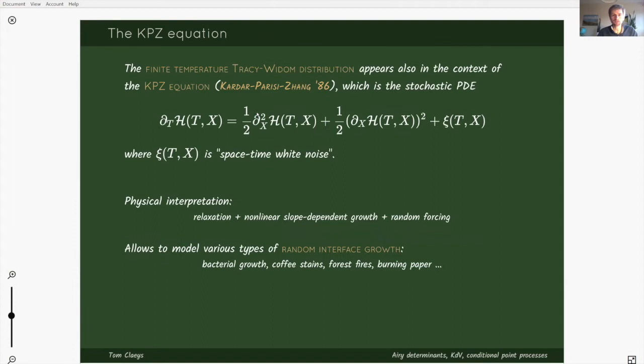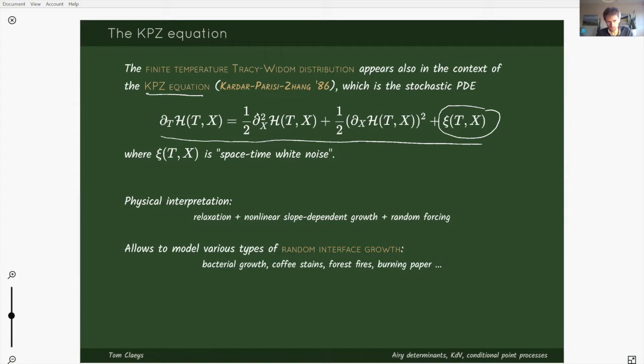Okay, so now there's another context where this finite temperature Tracy-Widom distribution appears, namely in the context of the KPZ equation. KPZ stands for Kardar-Parisi-Zhang, and it's a stochastic PDE, which you see here. It's not so important to understand exactly what it means. This psi here is a random term called space-time white noise, and so it's not obvious at all what it means to be a solution to this equation. There's a whole theory behind this. I will not really talk about it.